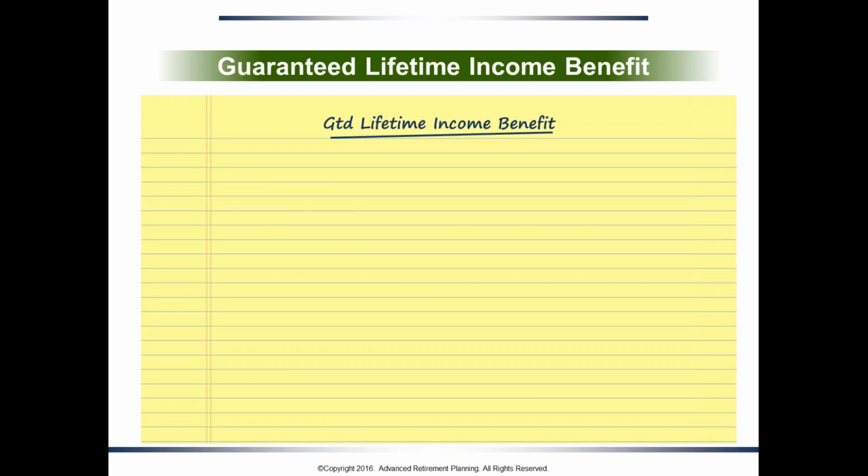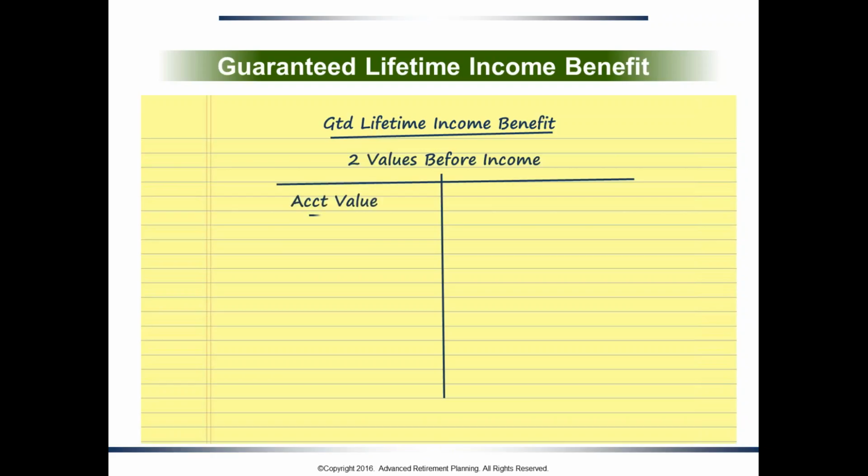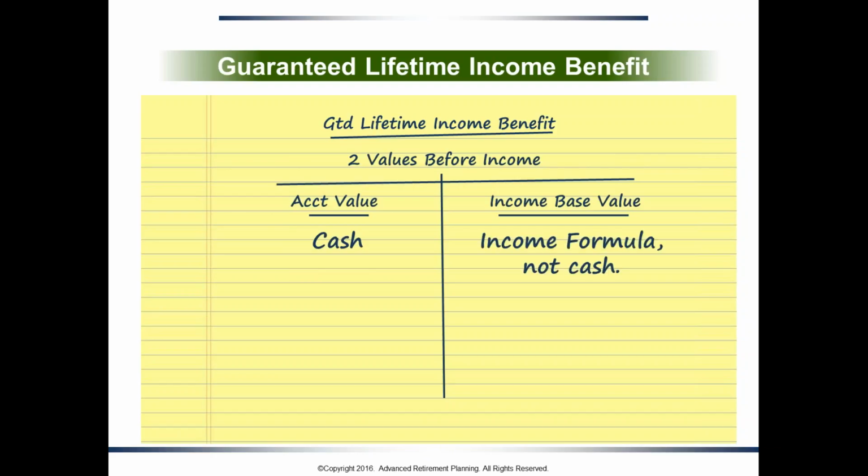I'd say, okay, we're going to talk about this guaranteed income benefit and what we're doing here. And we need to understand, Mr. and Mrs. Smith, that we're going to track two values before we start that income. There's our T. On the left side, we're going to have your account value. That's the cash value in your account. And on this other side, we're going to track something called an income-based value. Now your account value is cash. It's real money. The income-based value is just a formula. It's going to determine how much your income is going to be down the road.